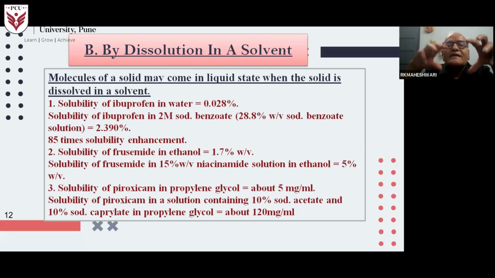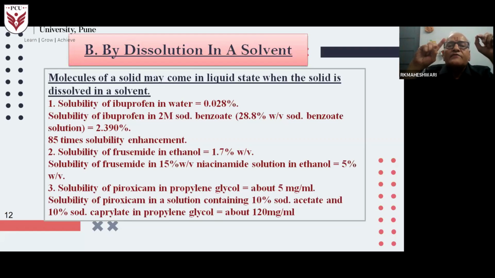Now, you see in this condition also the hydrogen bonding and weak bond forces are taking place. But the extent of hydrogen bonding and weak bond forces is poor between ibuprofen and water molecules. That's why there is poor solubility. So now what we have is poor solubility of ibuprofen in water.